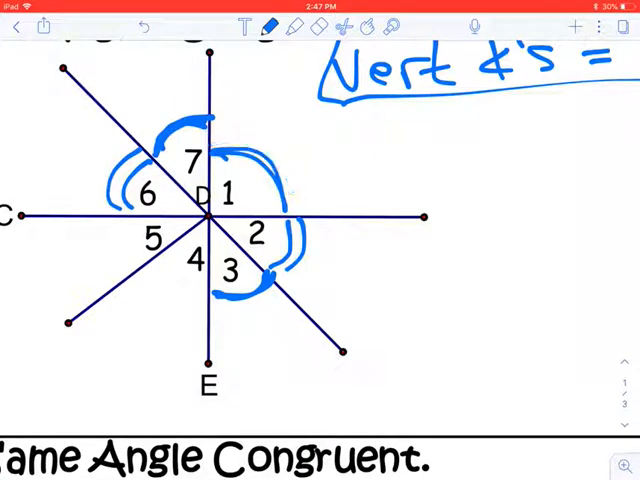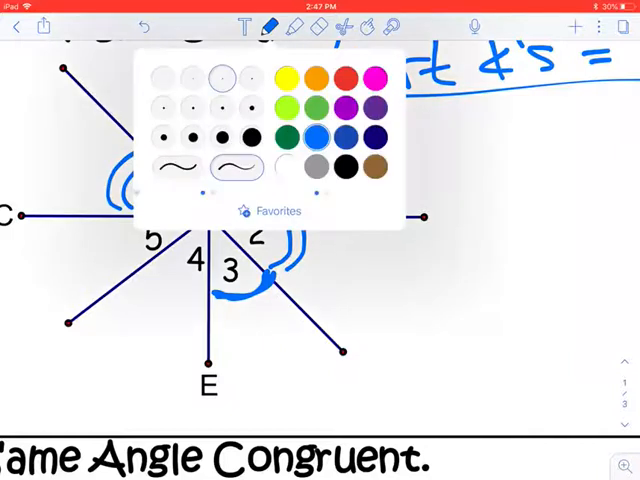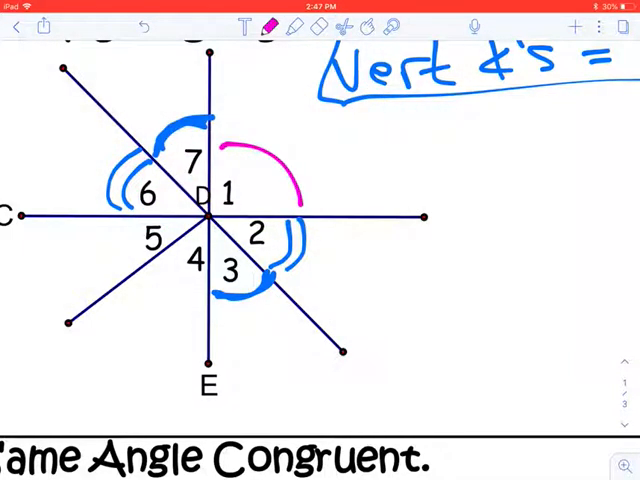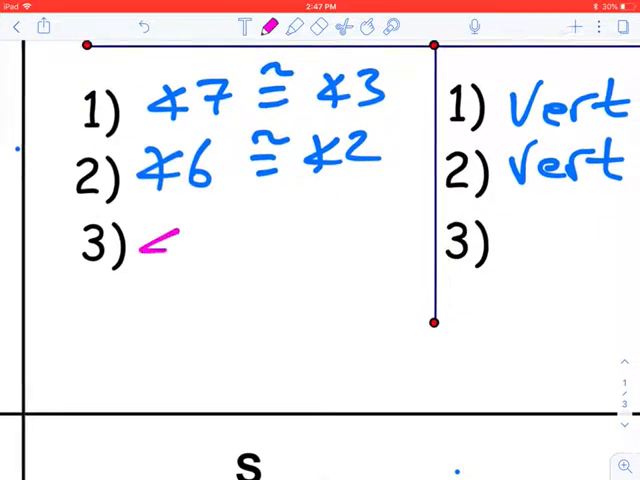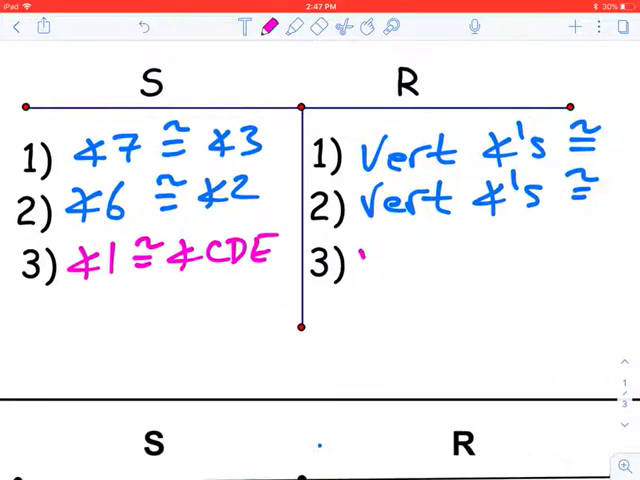angle, here, let's use a different color for that. Another one would be angle 1 and this whole angle. Now, I can't call it 5 and 4 put together. I just use the letters C, D, E. So, angle 1 congruent to angle CDE. Same reason. Vertical angles are congruent. Okay? And that's the theorem.